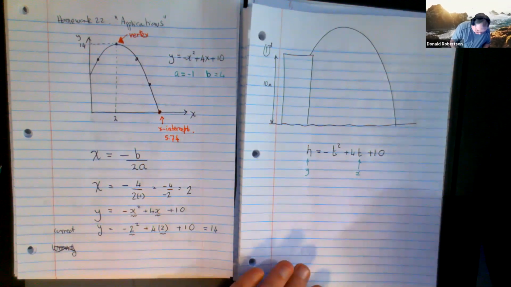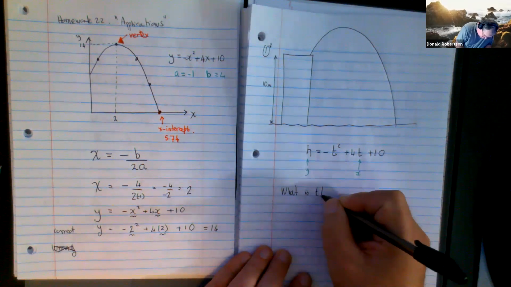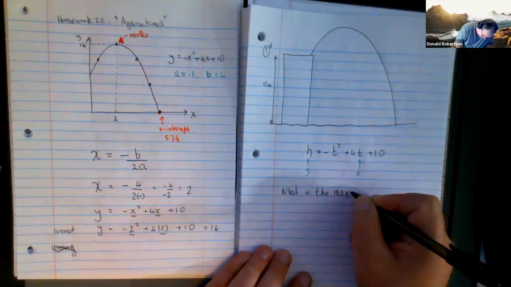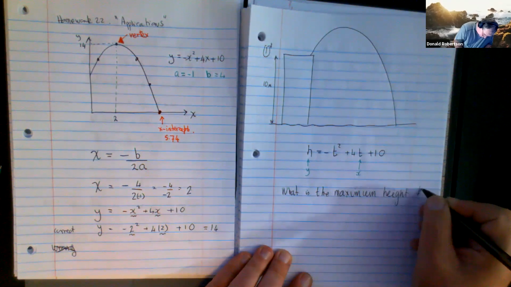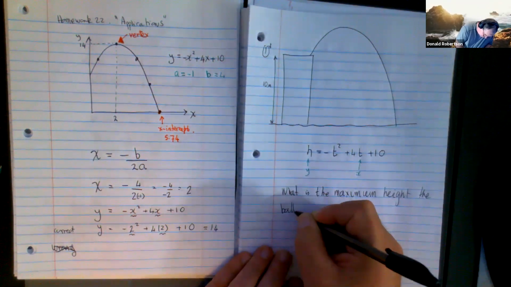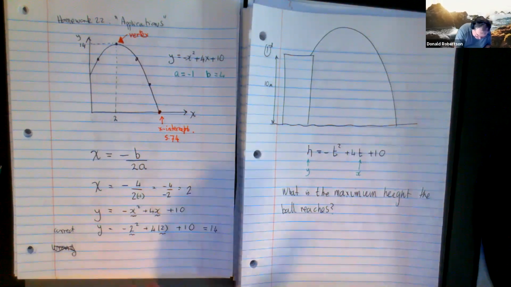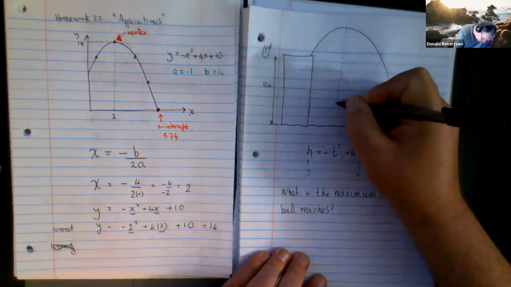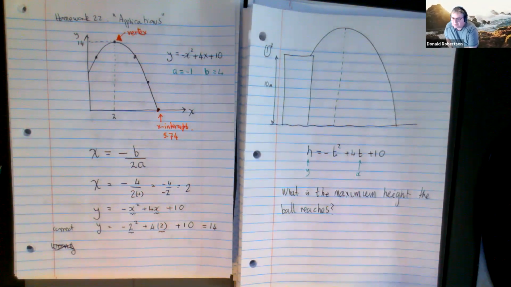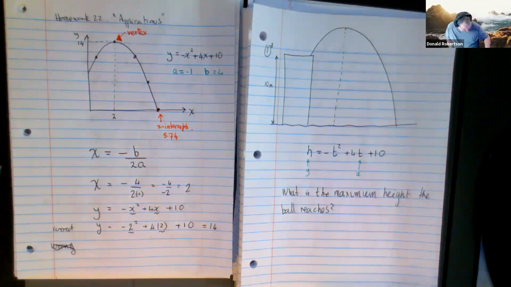And then they ask you questions like this. What's the maximum height the ball reaches? So this is the question. What is the maximum height? And what we have to understand is that what they're asking you for is basically that distance there, right? But isn't that distance there really the y coordinate of the vertex? So we've already done that.